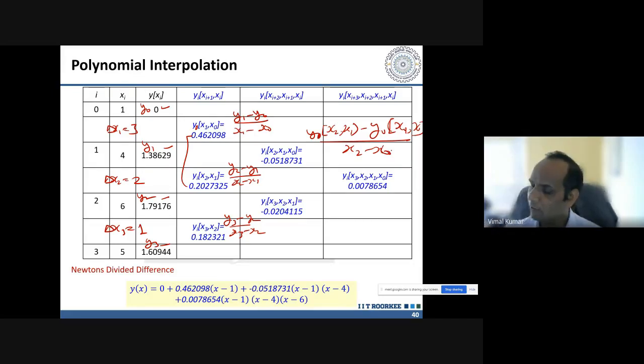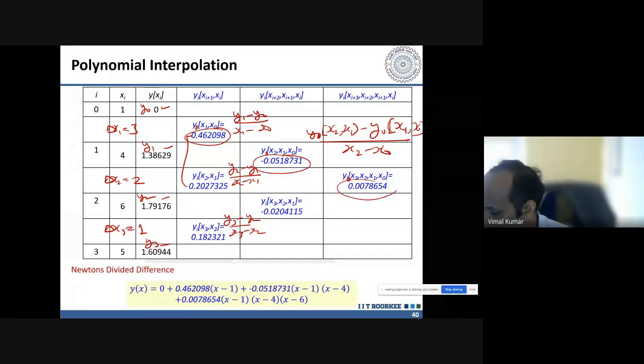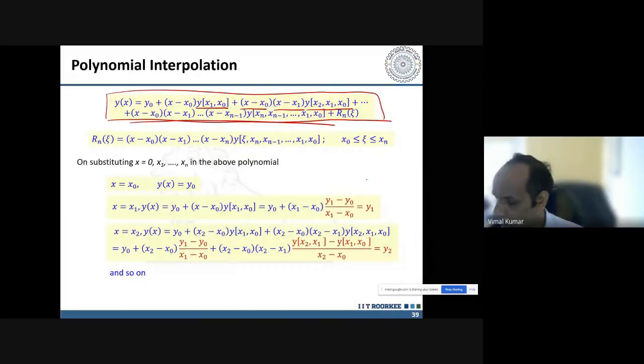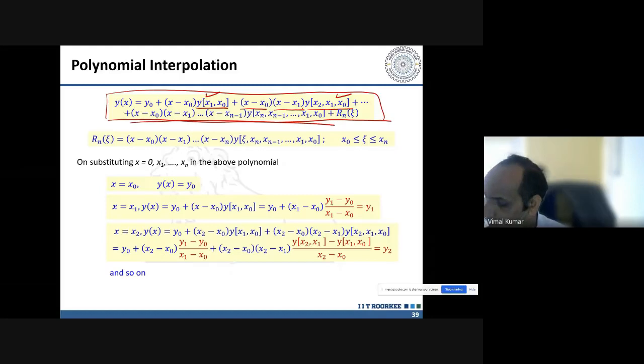We have calculated all the differences. Once we have calculated these differences, this is again y0. This value and this value, I'll go back and put here, and the third point, whatever it is, I'll put there. And you see here x minus x0, x minus x0, x1, x1. So we'll do that like this now.